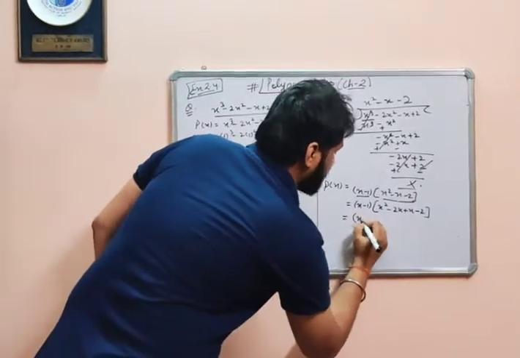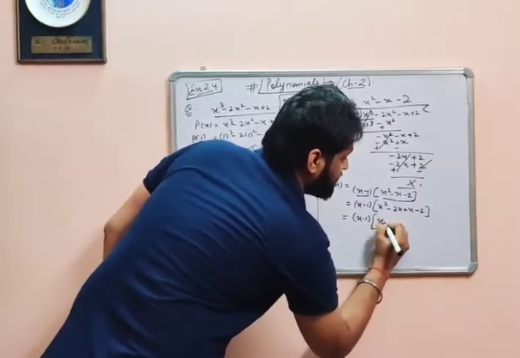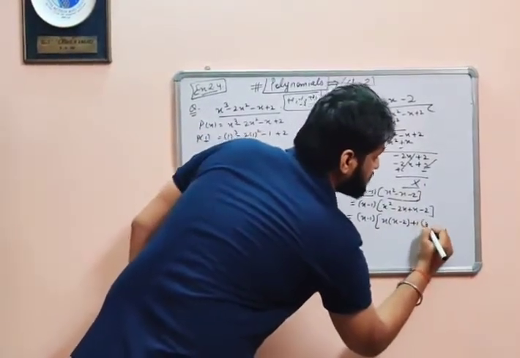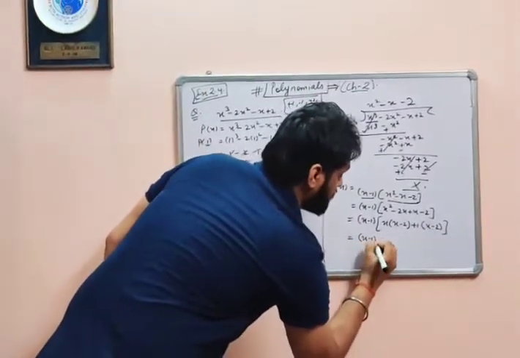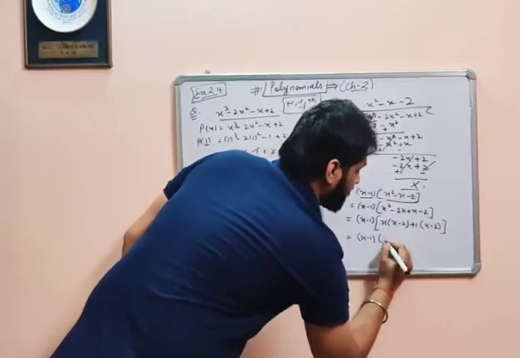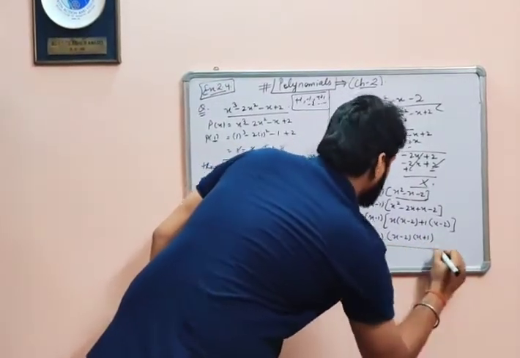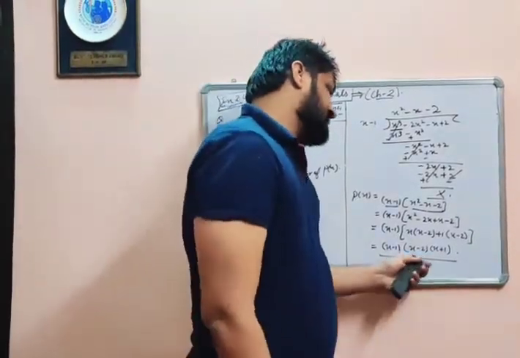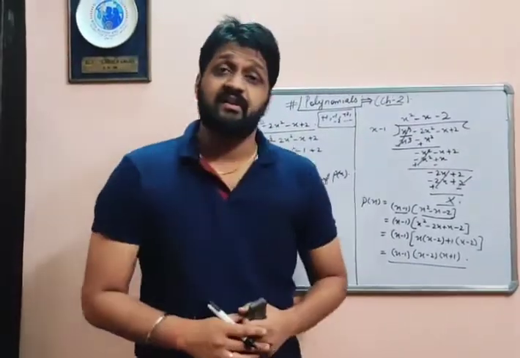So x minus 1 as it is. What's common here? x is common. So x minus 2. What is common here? Plus 1. So x minus 2. So here x minus 1, x minus 2 is common, and here x plus 1. So these are the three factors: x minus 1, x minus 2 and x plus 1. These are the three factors of the given cubic equation.